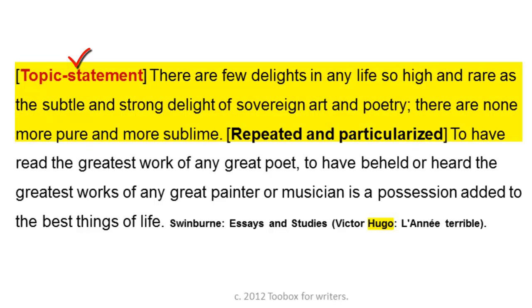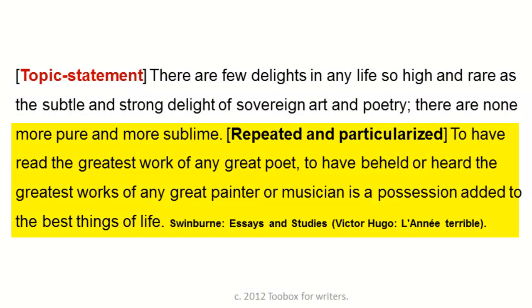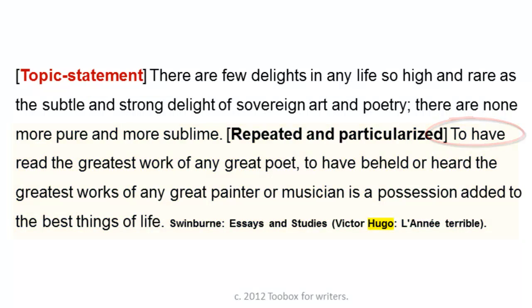In the next example, the topic statement will be repeated and then particularized. There are few delights in any life so high and rare as a subtle and strong delight of sovereign art and poetry. There are none more pure and more sublime, repeated and particularized. To have read the greatest work of any great poet, to have beheld or heard the greatest works of any great painter or musician, is a possession added to the best things of life. Now, we can see the parallel or balanced structure in these statements. For example, in the second paragraph, to have read the greatest works of any great poet, to have beheld or heard the greatest works of any great painter. So there's a similar syntax there, as we talked about in the last video.